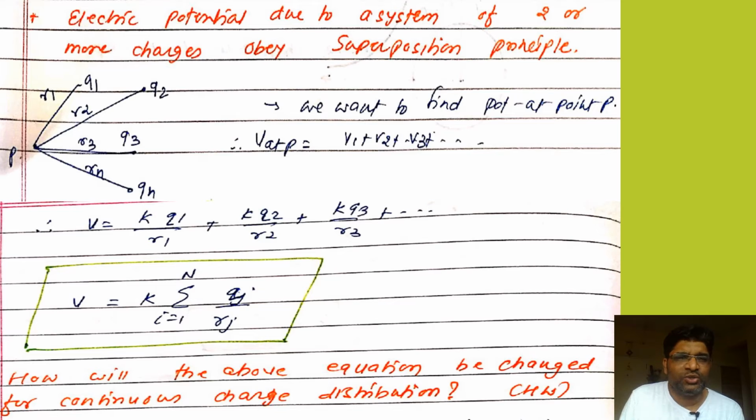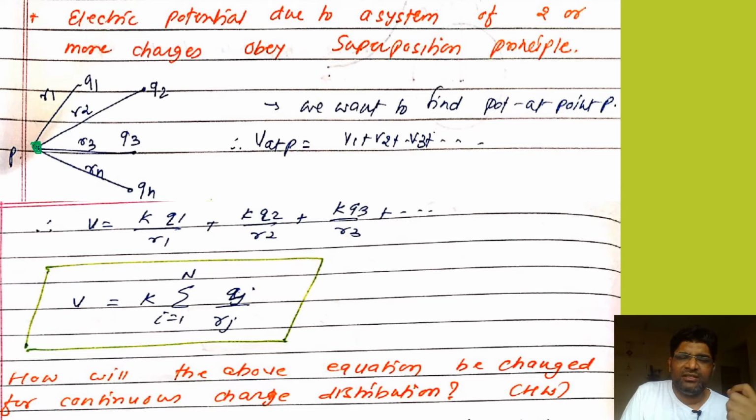If you have two or more charges and you want to find the potential due to each one of them on a given point, for example here we want to find the potential at point P due to Q1, Q2, Q3 and Qn, then find the potential due to each one of them and add them, and you will end up with this summation where you add the potential due to each charge. So that is the superposition principle.